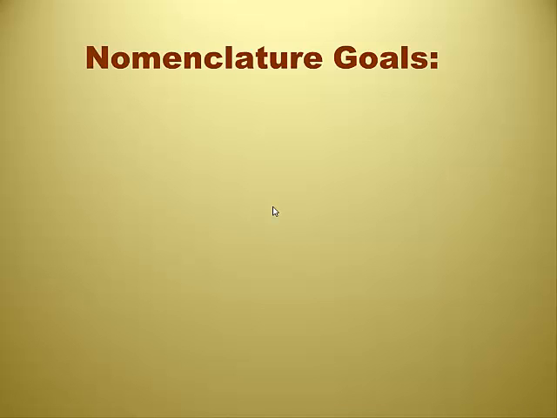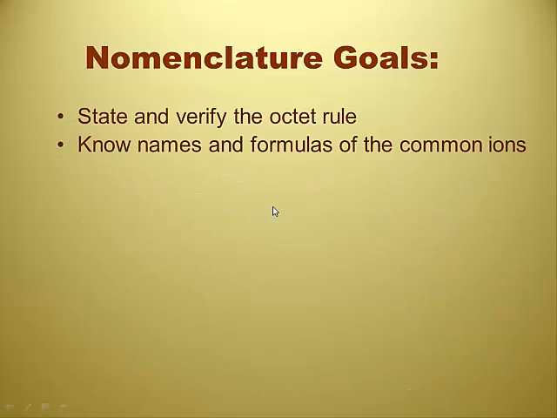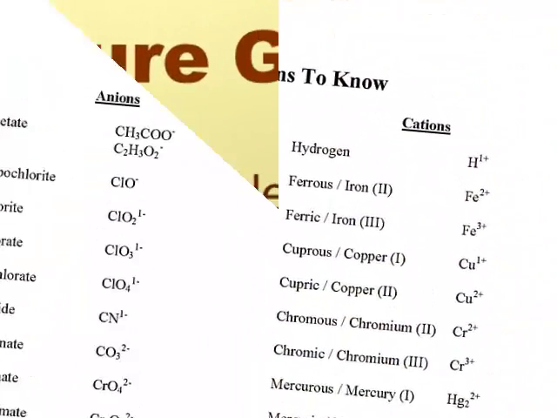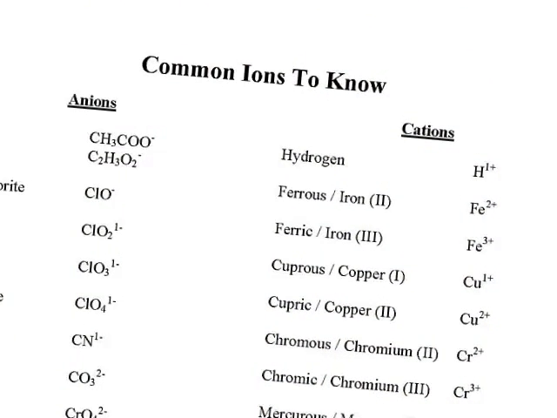That sounds easy enough. Things you got to be able to do by the end of this unit. You've got to be able to state and verify the octet rule. It's got something to do with 8, I know that. Got to know the names and formulas of the common ions. And I just gave the list out today of the polyatomic ions. Yep, those are on the back of your periodic table. And for me, it was a separate handout.